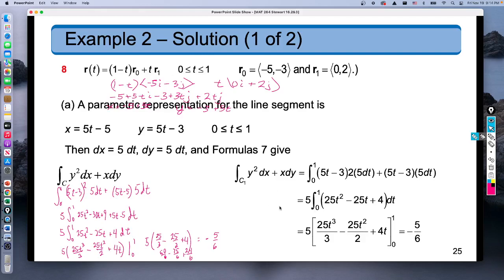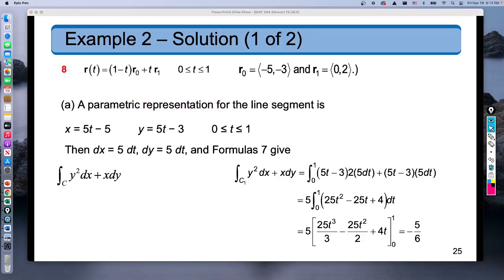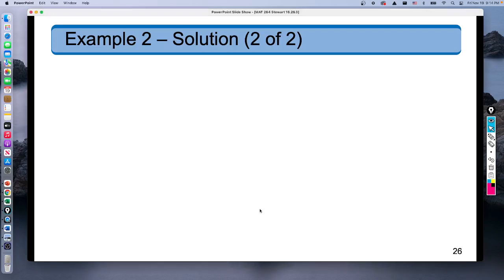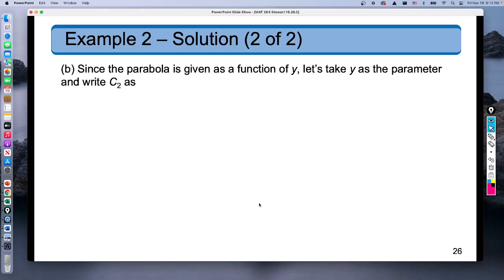Anyway, there we go. An example using the parameterized version. Okay, let's keep moving forward. And so the nice thing is, I guess, you can fast forward as need be. So the second one is a little bit easier. We'll just walk through here.